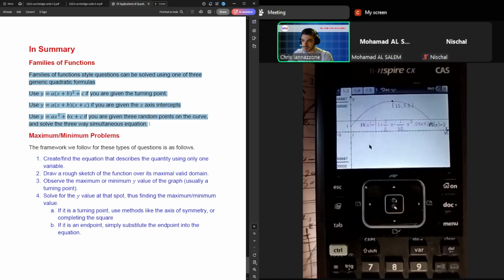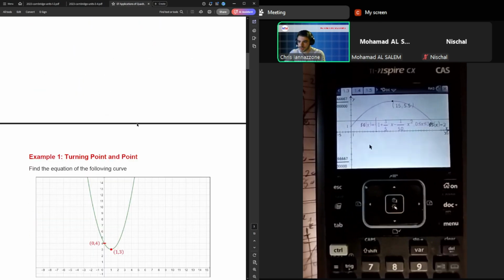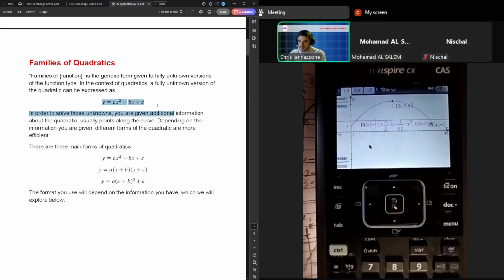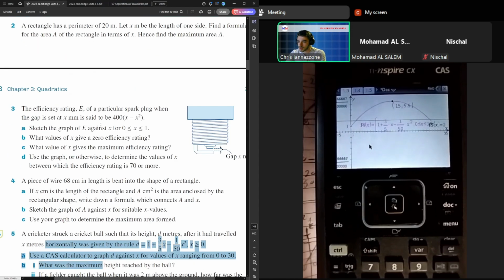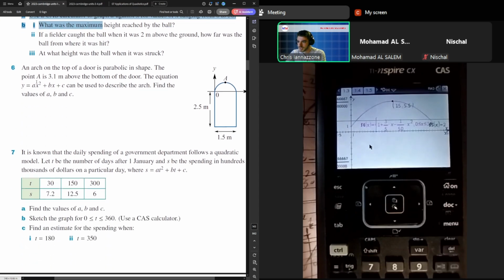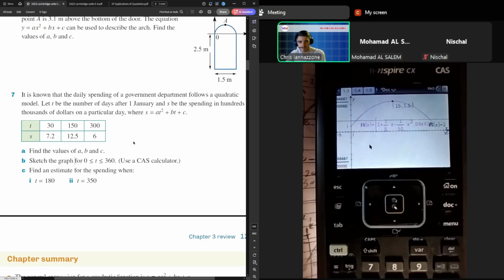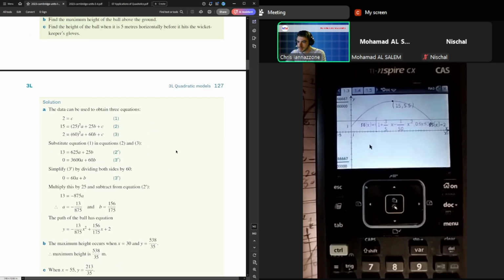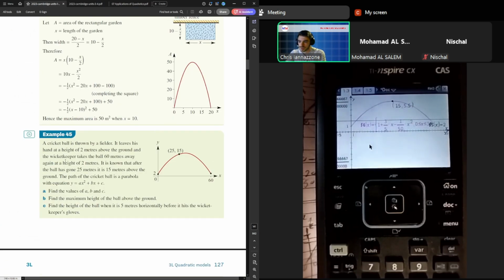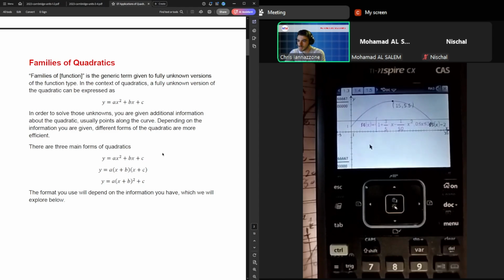The remainder of the questions are these so-called families of functions style questions. The whole goal there is you have some fully unknown or maybe partially unknown quadratic, and you have to figure out what all of the unknowns are in there. Like you can see this one here, ax squared plus bx plus c, at squared plus bt plus c. All of these completely unknown things. The way you handle that, more or less, is going to be grabbing the information that's given to you, plugging them into equations, and then using those equations to solve those unknowns. That's the gist of what's going on here.